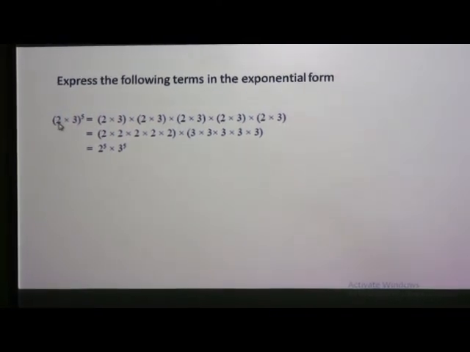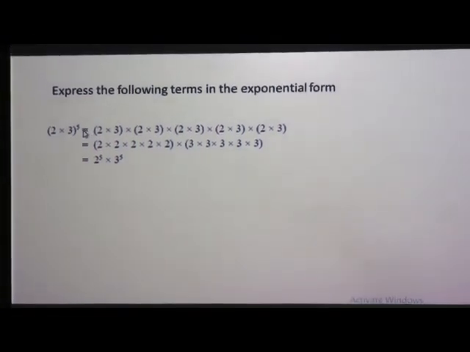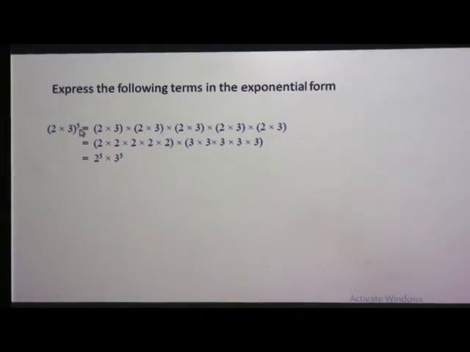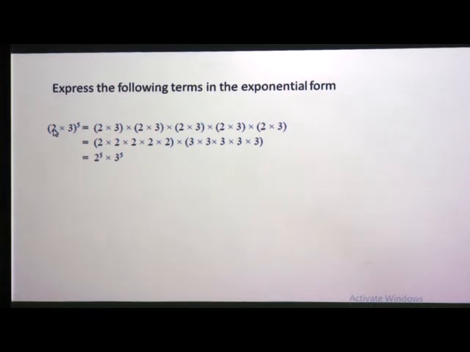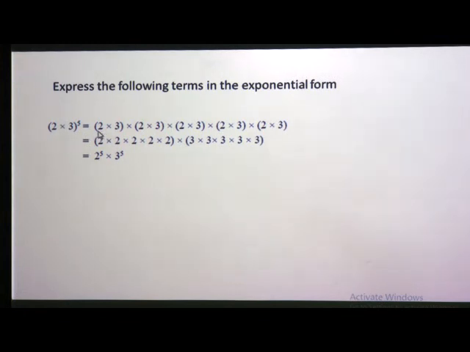Here it is 2 multiplied by 3 inside the bracket, and the power is 5, that is raised to 5. So it is 2 multiplied by 3 in the bracket, so this 5 will belong to 2 also and 5 will belong to 3 also. So we can write it this way: 5 times the 2 multiplied by 3. So we will write 2 multiplied by 3 one time, 2 multiplied by 3 two times, 3 times, 4 times, 5 times.